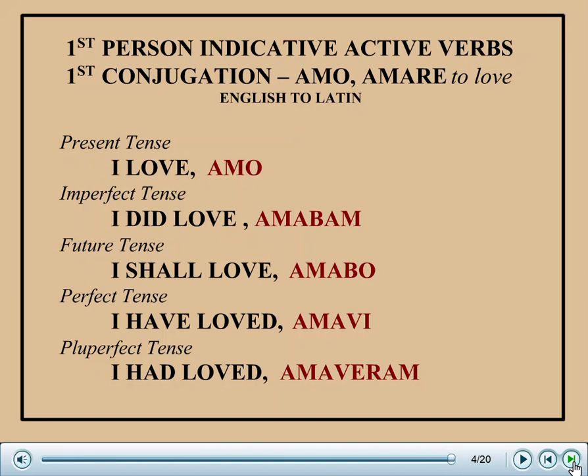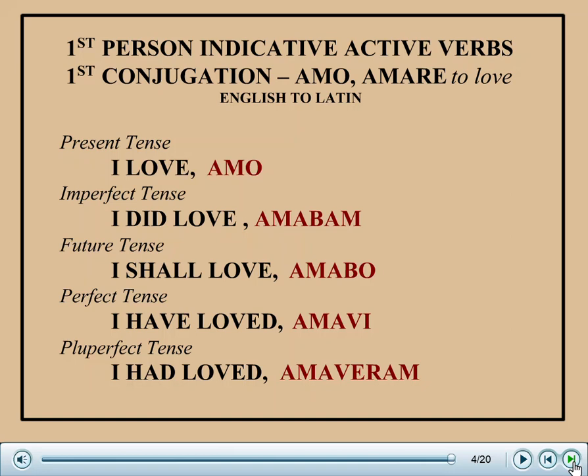Look at the title on this slide. You can see that we're looking at the first person indicative active verbs. We're only looking at the first person form for indicative active verbs. Furthermore, this screen shows the forms of the first conjugation verb amo, amare.